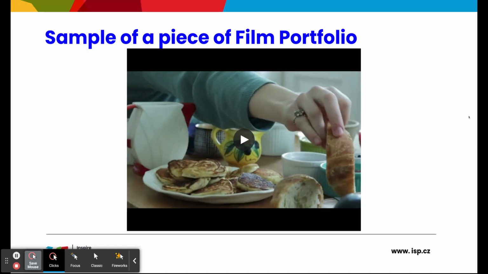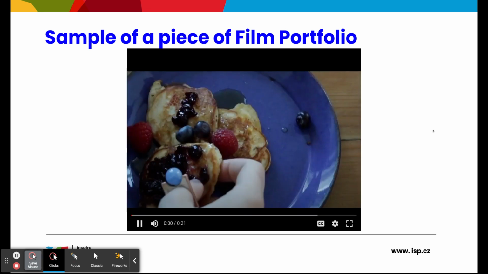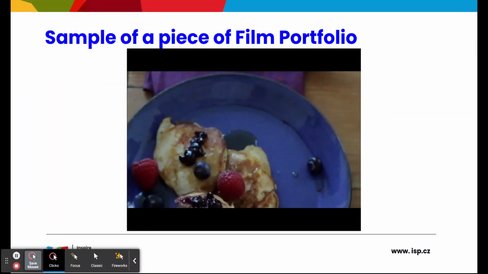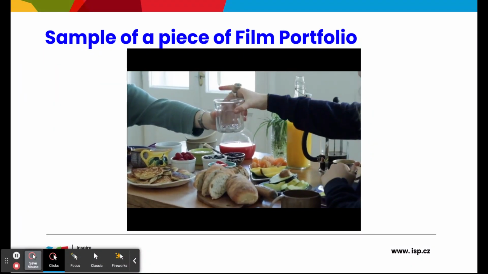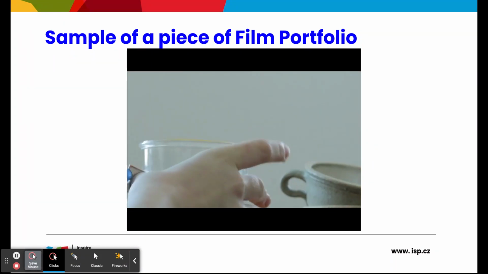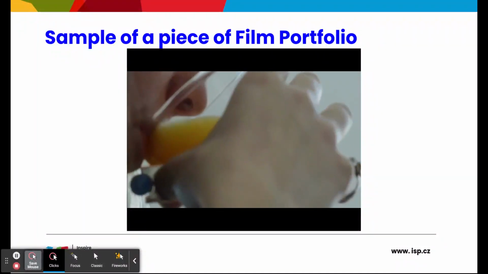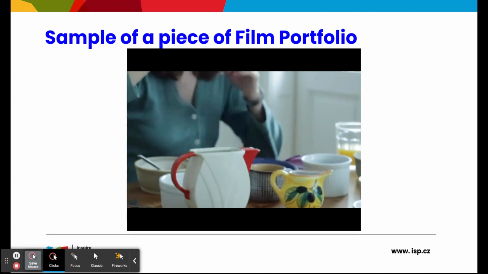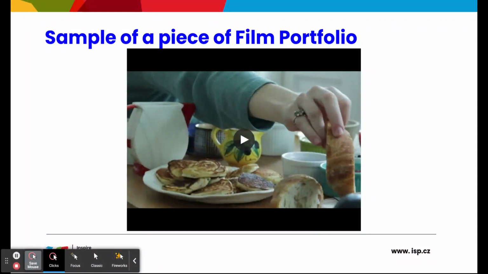Here's a sample of a piece of a film portfolio. It's just a short film that this student did, and I'm just taking a piece of this. So that is a piece of a longer film that I think the student chose cinematographer as the role for. So she is showing off her work as a cinematographer.